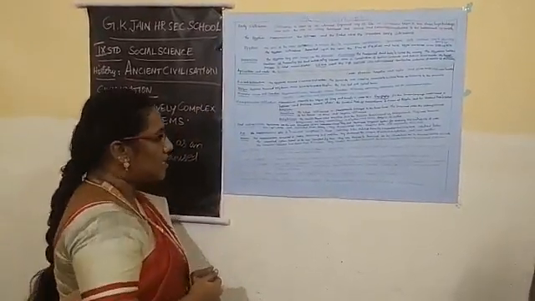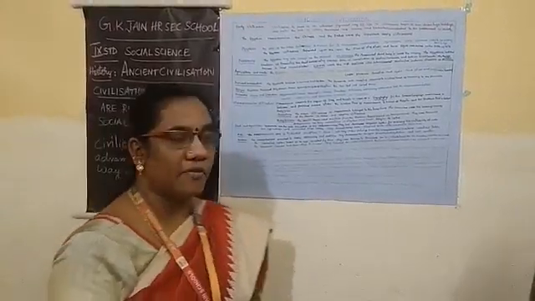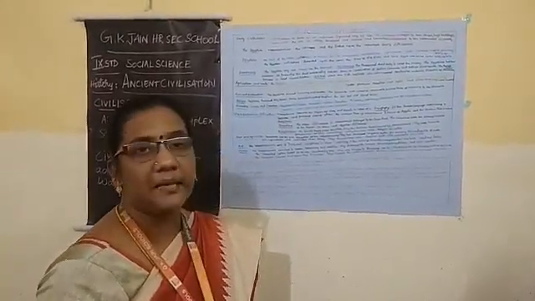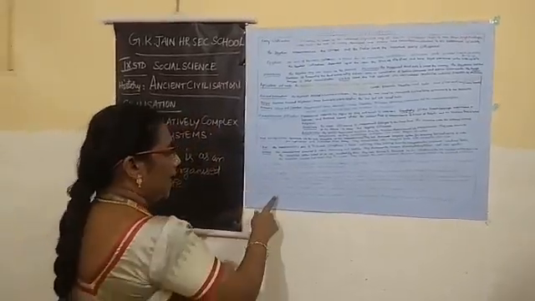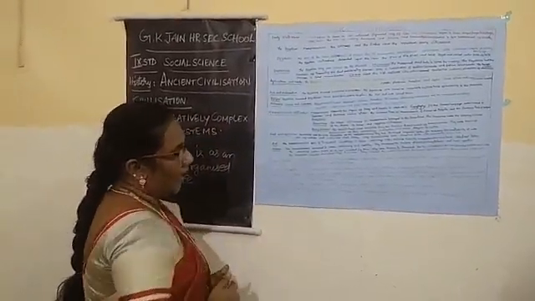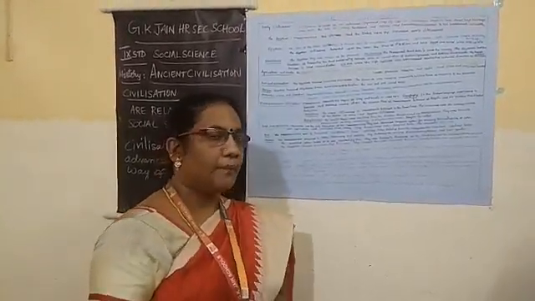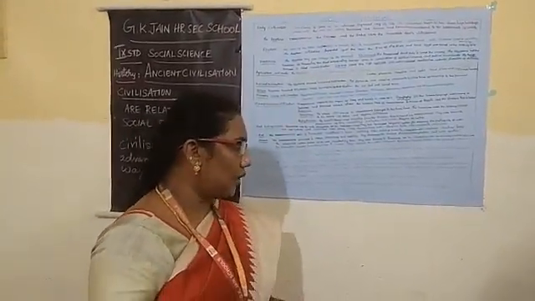Chinese script. The Chinese developed a writing system at an early time. Initially it was in symbol form. Chinese contributions: the writing system was improved, paper was invented, and then the Silk Road was opened.